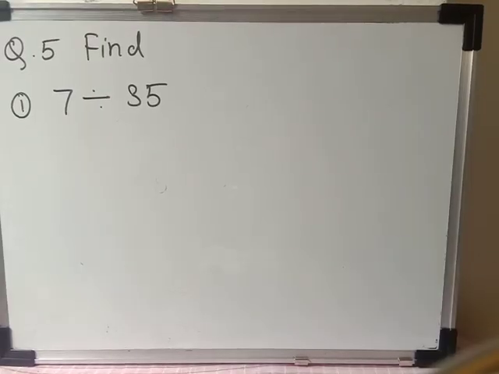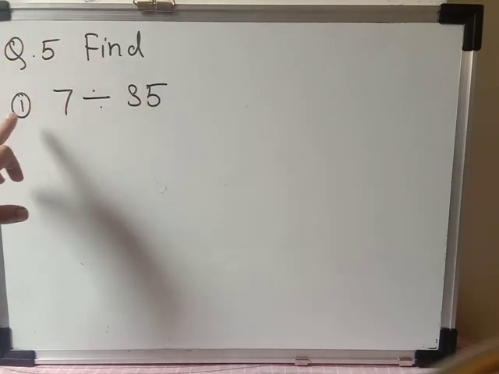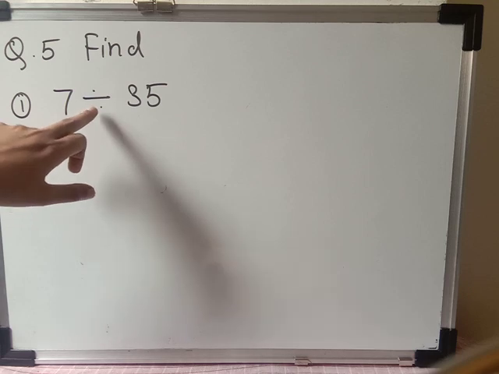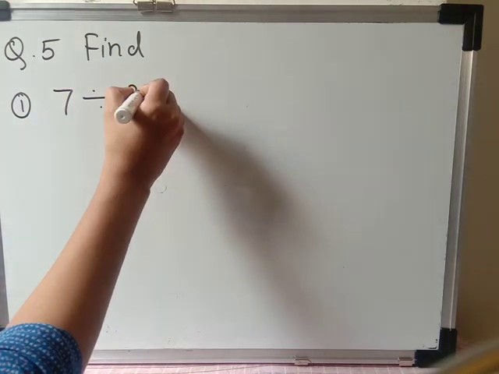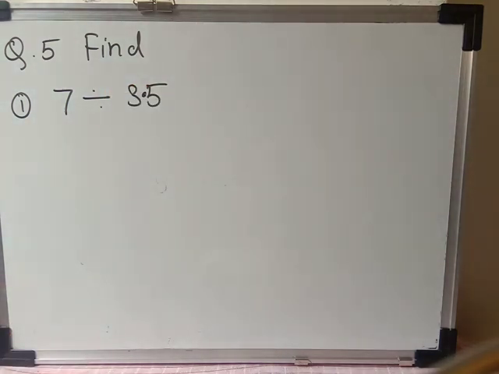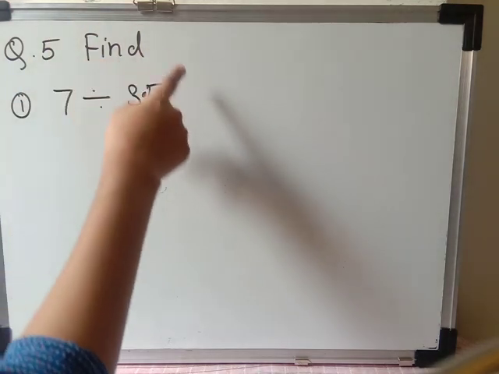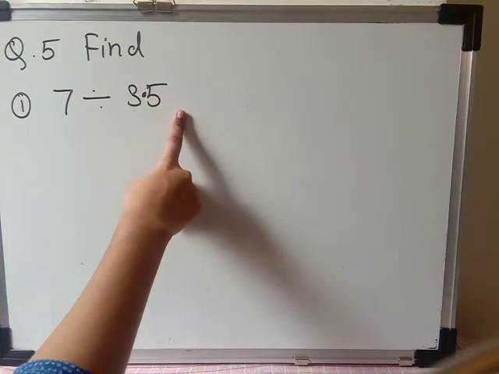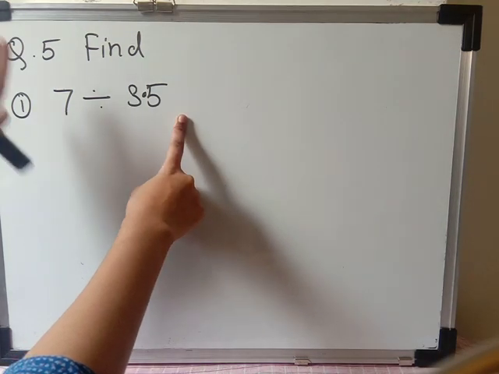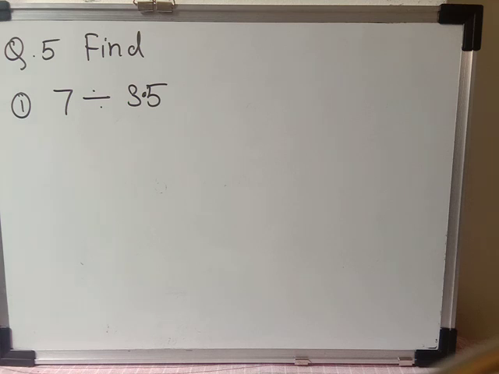Now we are going to solve question number 5. Find 7 divided by 3.5. Okay, here 3.5 is there. In the first example, you have seen in the previous questions, the whole number was on the right side. Okay, but here the whole number is on the left side. What we have to do is go the same way. Don't worry, here nothing is difficult.